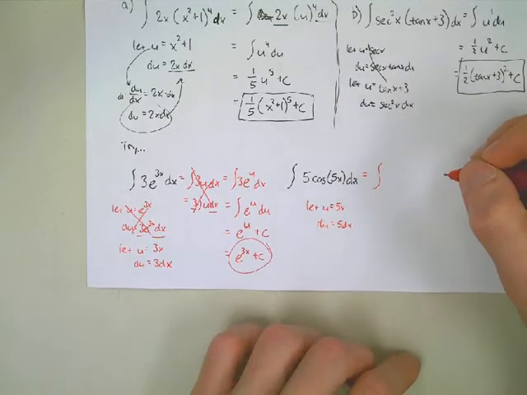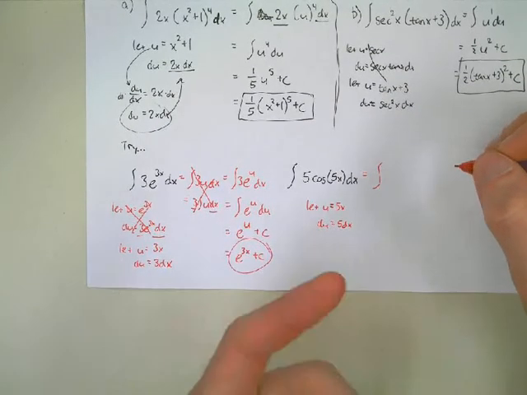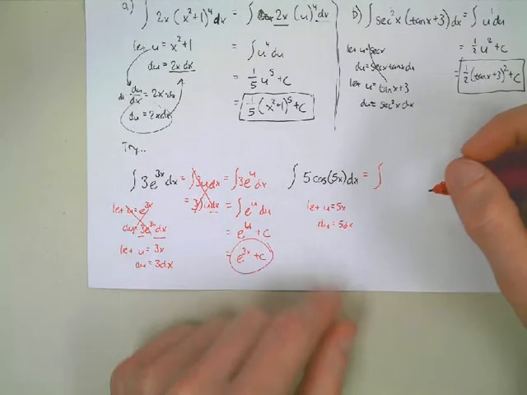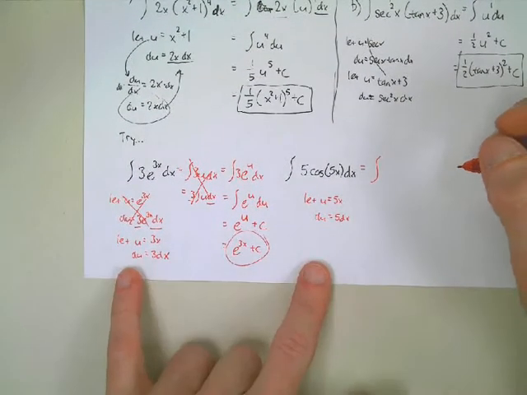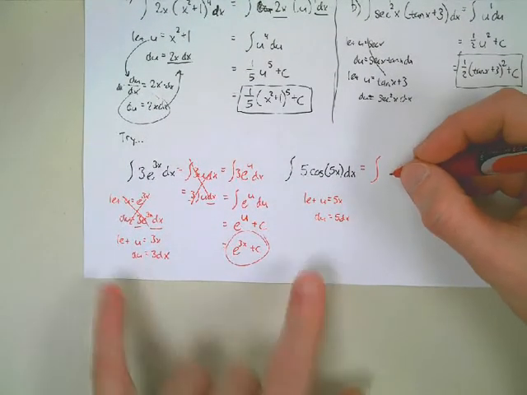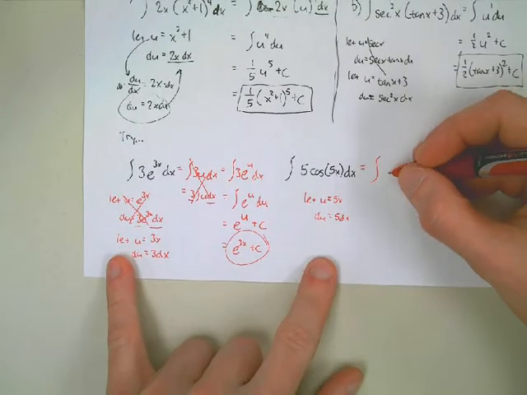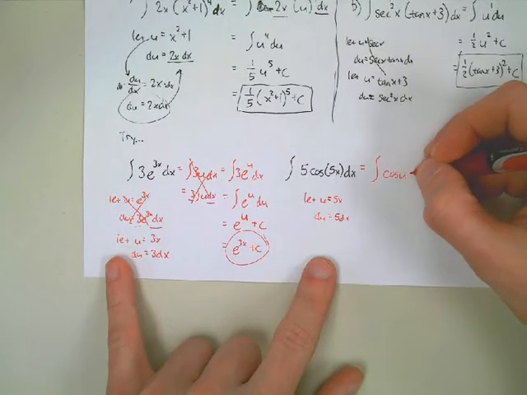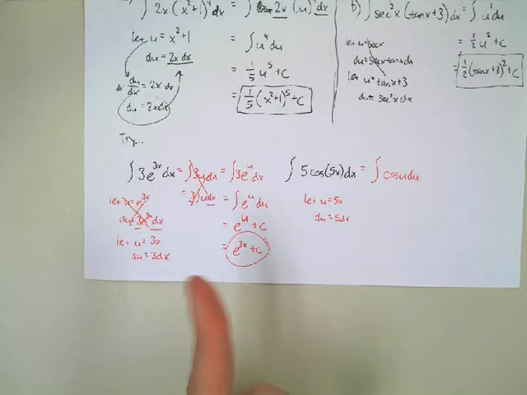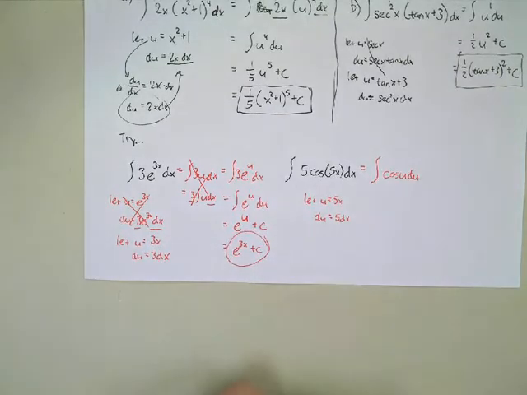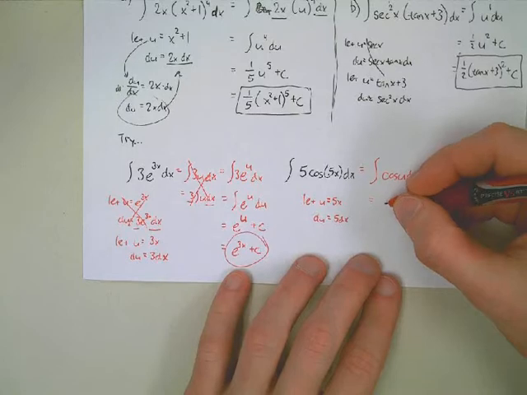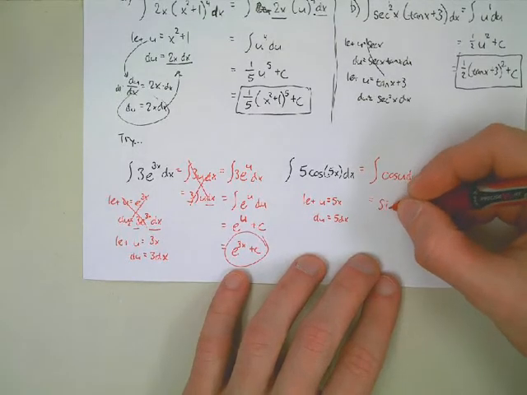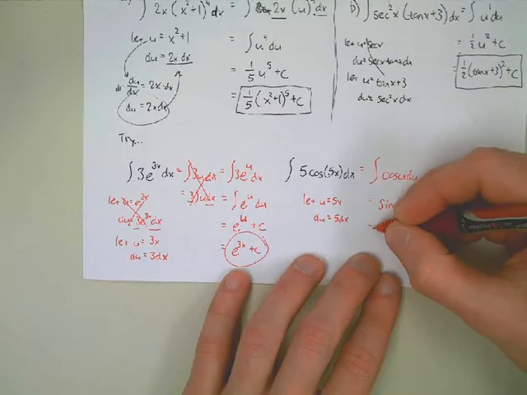So anyway, cosine of 5x. So what does this become then if I use this substitution? Not 5 cosine u. Cosine u du. Oh, I see. You're going to say 5 cosine u dx and then do the substitution. Yeah, okay, sorry. Gotcha. Integral of cosine? Sine of u plus c, and we resubstitute the 5x.